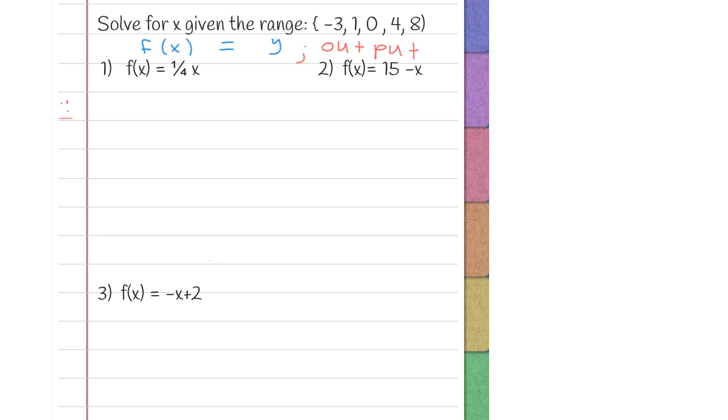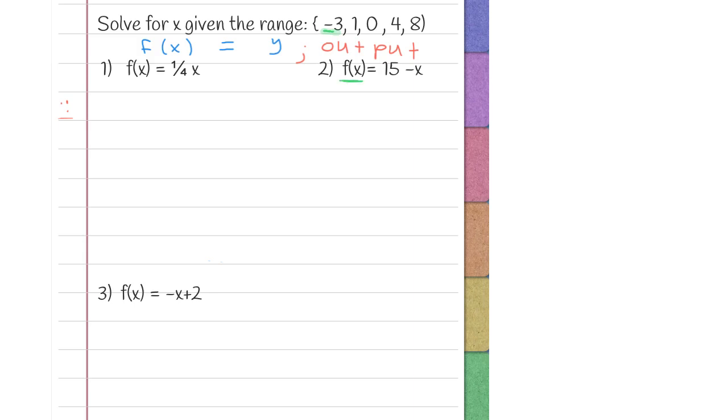All right, so for this one, for number 2, we have f of x is equal to 15 minus x. All right. So it says solve for x given the range. So they give us the range. Again, the range is the y. And our y is the same thing as f of x. So we have to use the information that they're giving us. We're going to first do the one that's negative 3, all right? So first, let's do that one that's negative 3.